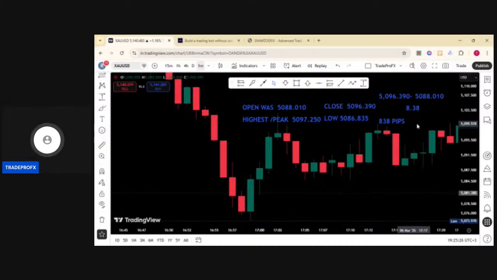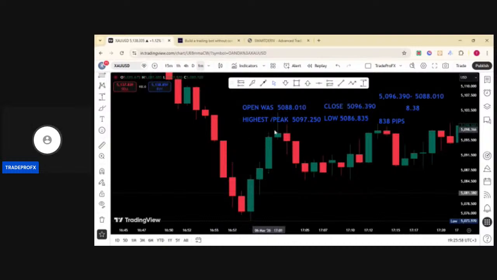Now we are assuming this person was using a lot size of 0.01, you understand? So when we come to gold, it depends on the broker you are using. If it is a micro lot size of 0.01, that means units per gold is 100 ounces.